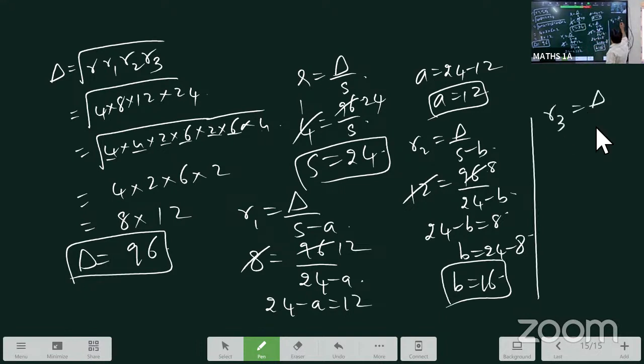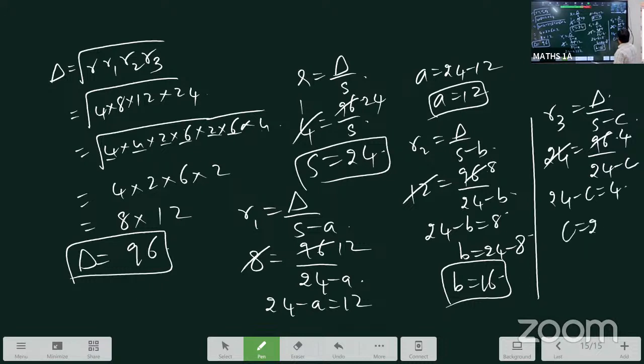R3 is equal to delta by S minus. What is R3? 24. What is delta? 96 by 24 minus. So A value I got 12. B value I got 16. This one. So 24 ones are 24. 4s are. So 24 minus C equal to 4 times 24 minus 4. C equal to 20. B equal to 16. Is it clear?